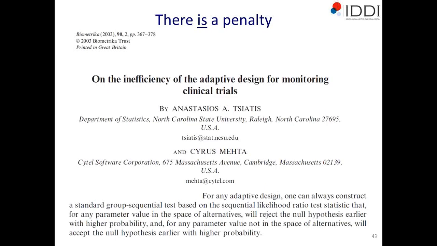There is a good paper on this by Butch Tsiatis and Cyrus Mehta, where they show that for any adaptive design that you could think of, there is always a group sequential design that outperforms it in terms of efficiency. And so the question then is, if you know that you don't have an optimal design in terms of efficiency, why would you want to use it?